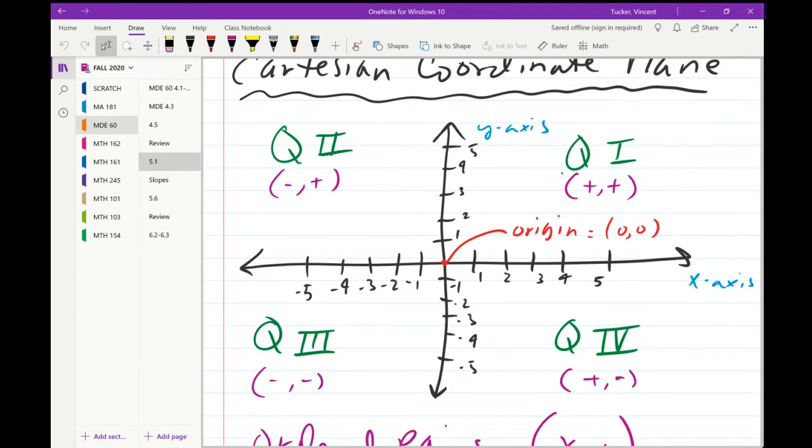They make four quadrants going counterclockwise: quadrant 1, 2, 3, and 4. In order to get into quadrant 1, you have to make two positive moves. Quadrant 2, negative, then positive. Quadrant 3, two negative moves. And then quadrant 4, positive, and then a negative move.